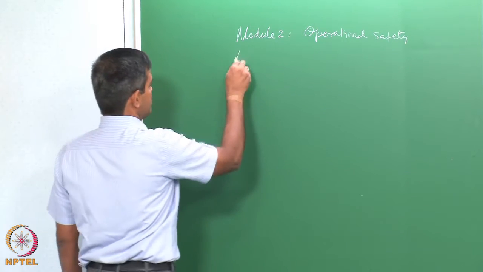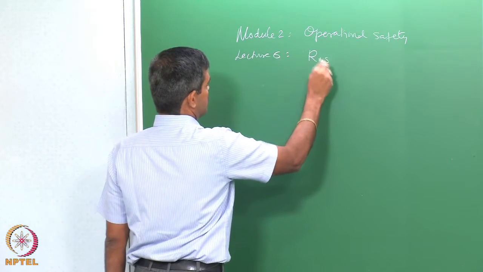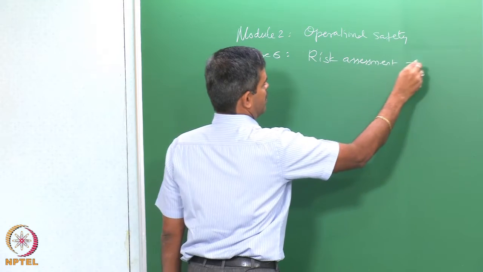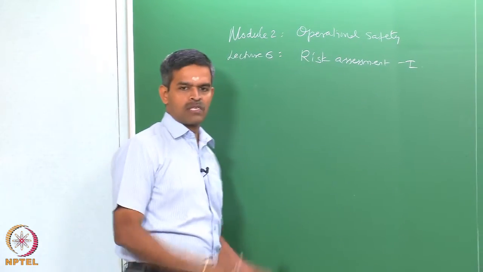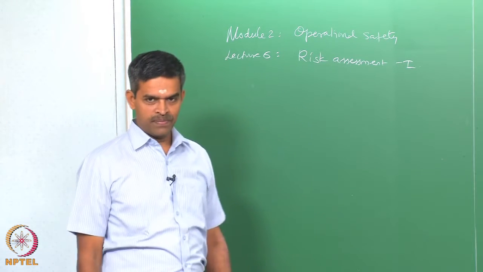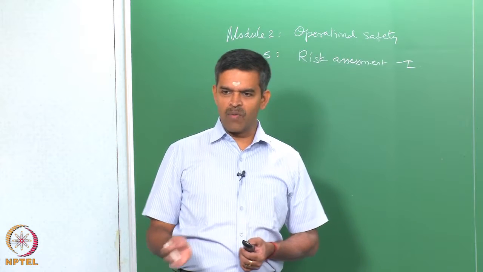This lecture is titled lecture 6. We are going to talk about risk assessment. Let us say 1, because I will talk about risk assessment in many lectures later. We will talk about the first series of these lectures. If you recollect what we saw in the last lecture, let us slightly rewind back and see.